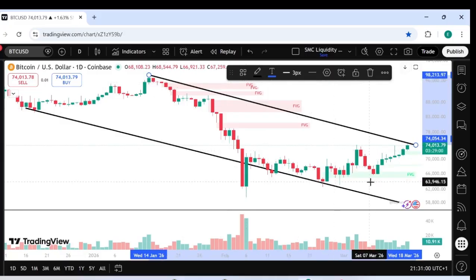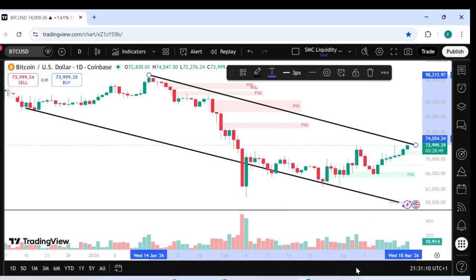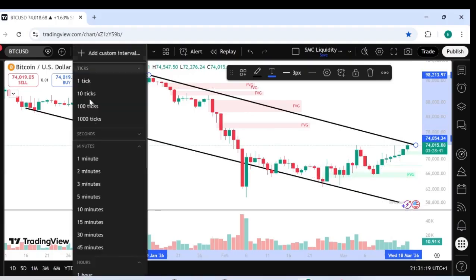So what are we looking for? Buy setup or sell setup? Tell us in the comment section. Today is at this point, so let's go to 1 hour.